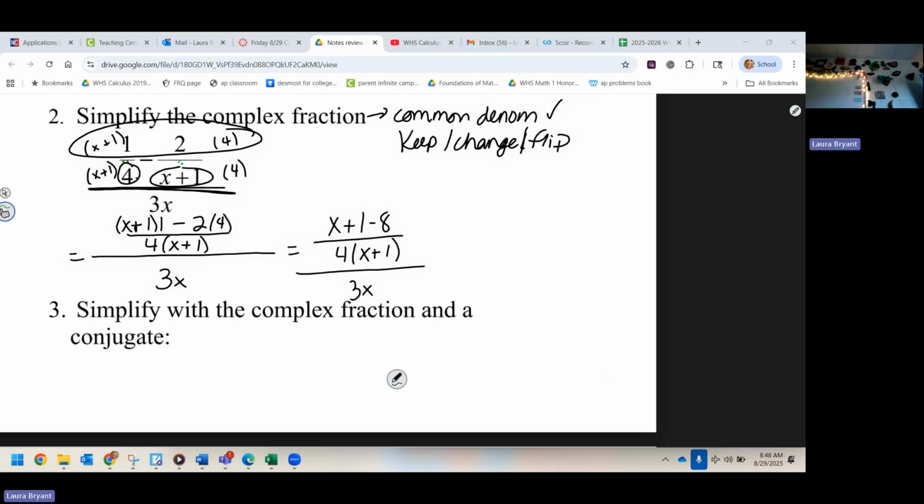Okay, then keep, change, flip. So I'm looking at, this is my big fraction bar right here. That's the one that I'm going to change. And then I'll flip the denominator. So I keep this. This is going to change to a multiply. And then this 3x is going to flip to 1 over 3x.